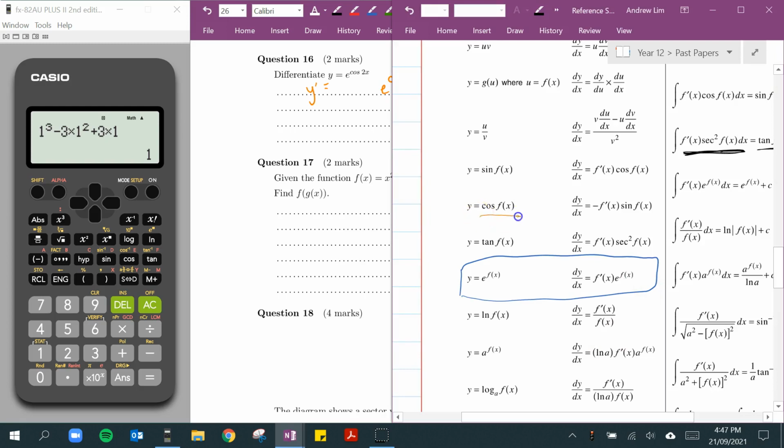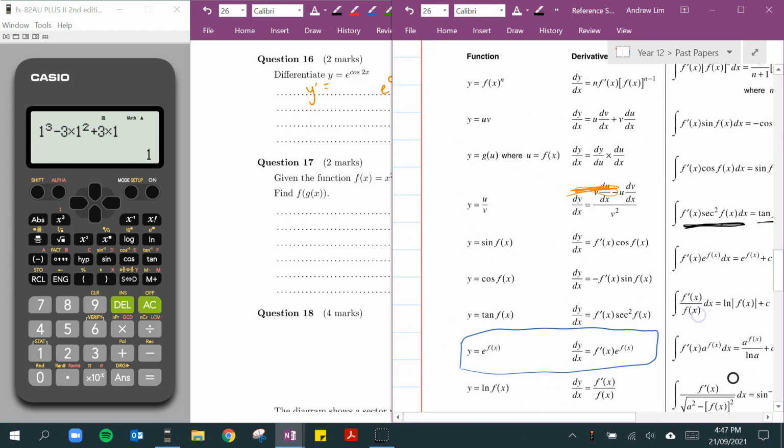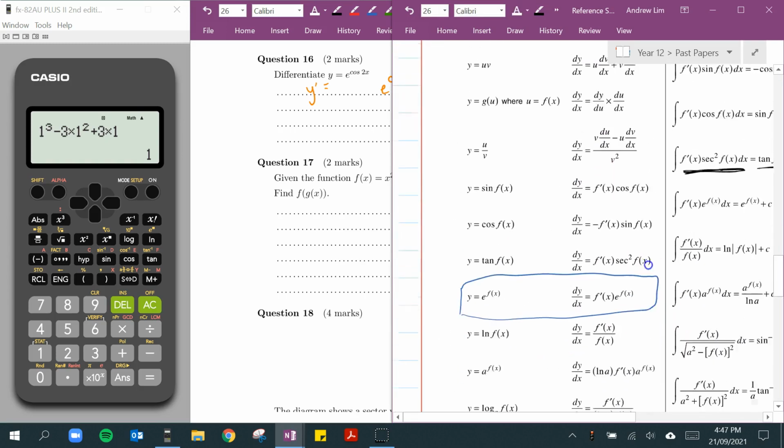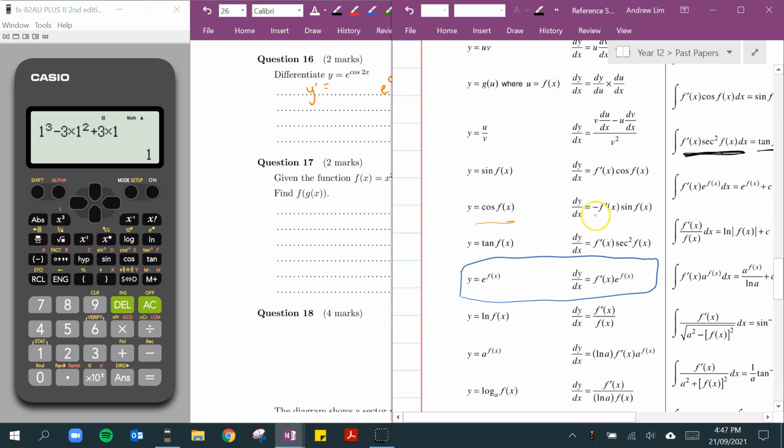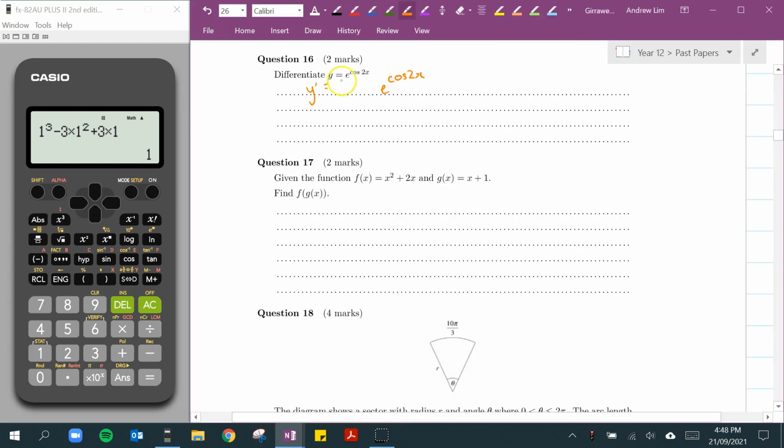So when we differentiate cosine of f of x, we get negative f dash of x at the front and then sine of f of x. So we're going to have negative 2 at the front and then sine of 2x.